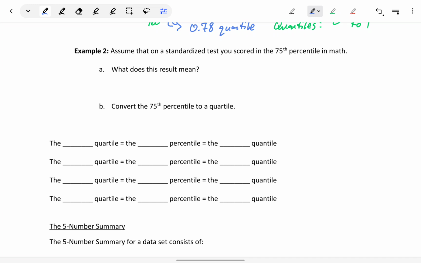In example 2, now we want to assume that on a standardized test, you scored in the 75th percentile in math. Part A, we're asked, what does that mean? This is the same answer as part A in example 1. You performed better than 75% of the other testers.